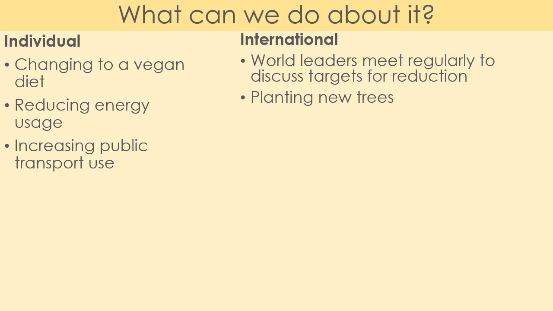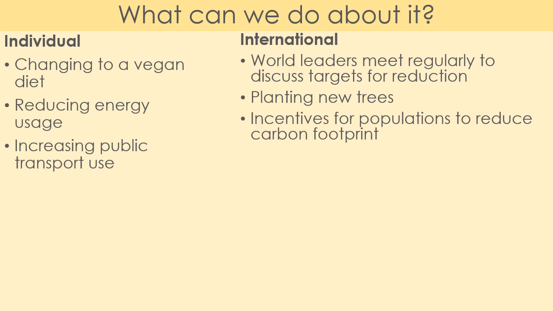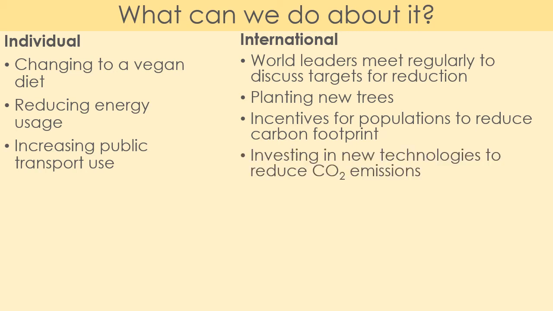Countries can also make us plant new trees. The UK is currently trying to plant 1 million trees. We plant those trees because they will remove carbon dioxide through photosynthesis. We can have incentives for populations to reduce their carbon footprint, such as taxing high polluting vehicles, encouraging people to invest in home insulation, in solar panels, all things that can work.